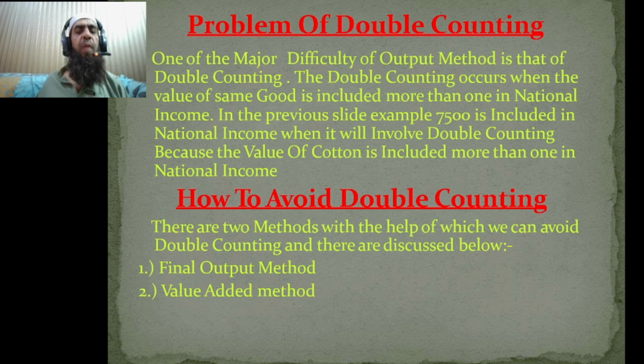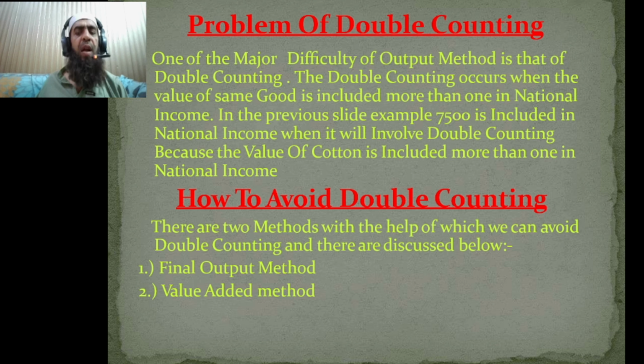The problem of double counting is one of the major difficulties while calculating national income by the output method. Double counting occurs when the value of the same goods is included more than once in national income. In the previous slide example, 7500 included in national income would involve double counting, because the value of cotton is included more than once.